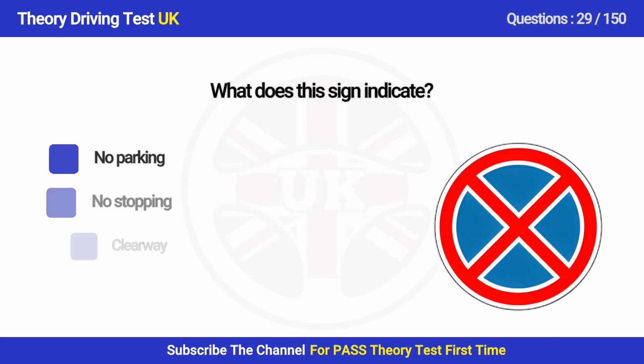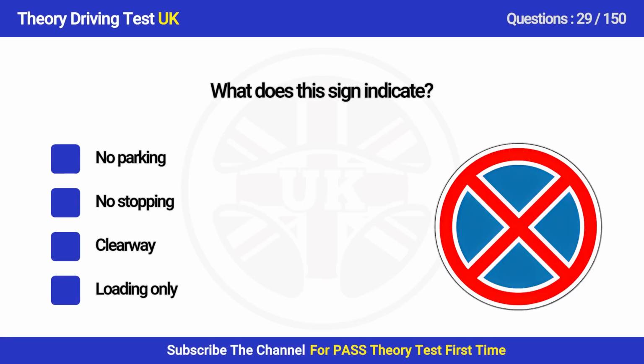Question 29. What does this sign indicate? A, no parking. B, no stopping. C, clearway. D, loading only.